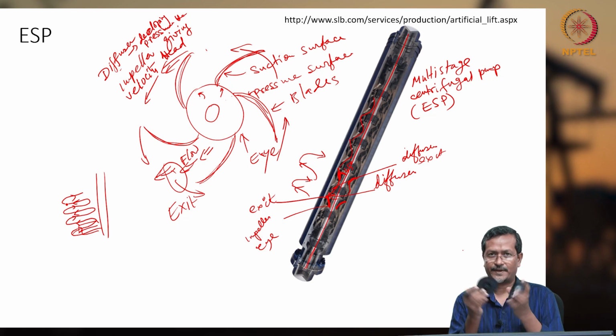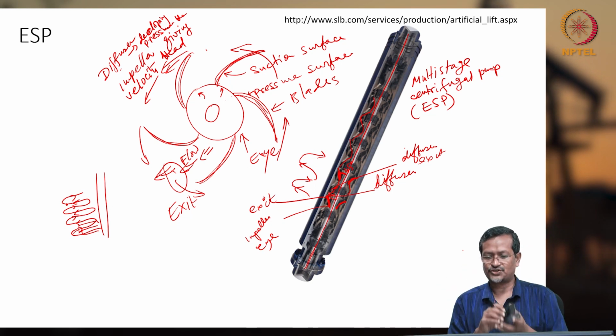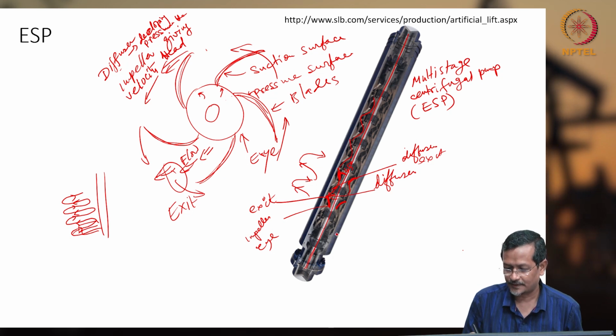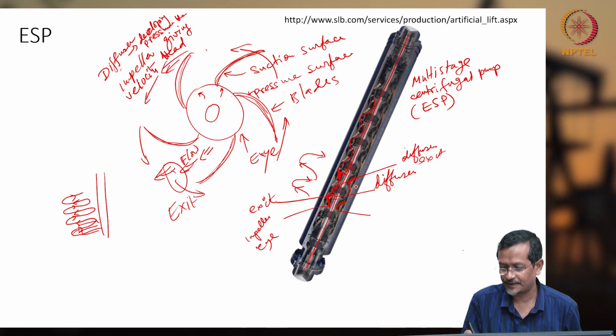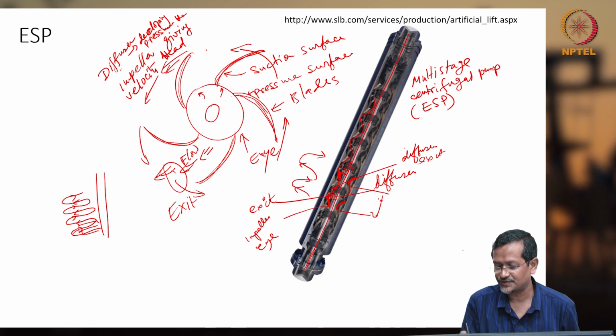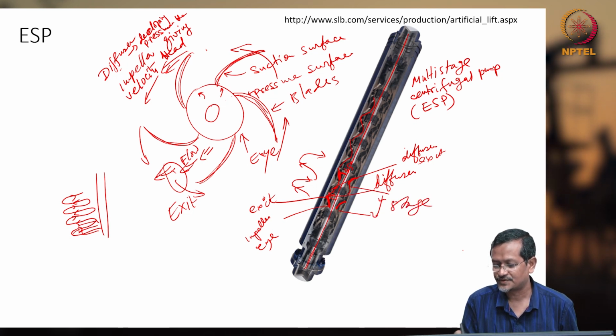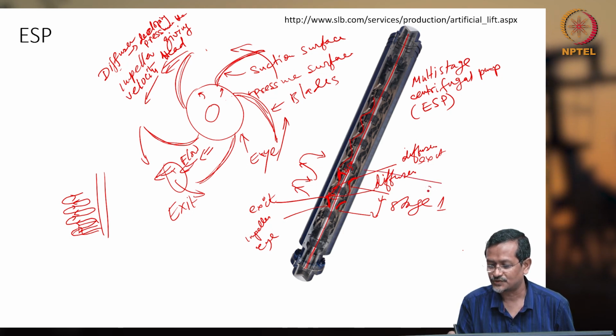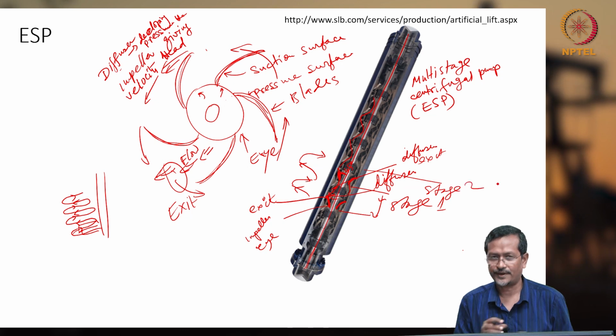Okay, one impeller and one diffuser is called one stage. So here I have one stage like this, impeller entry, diffuser exit. So this is stage 1. Then here to here, entry and exit, so stage 2.